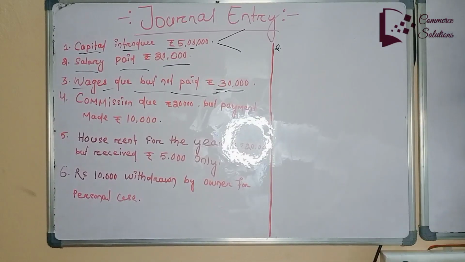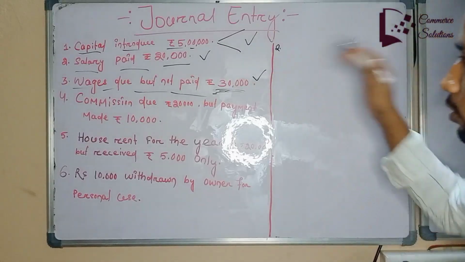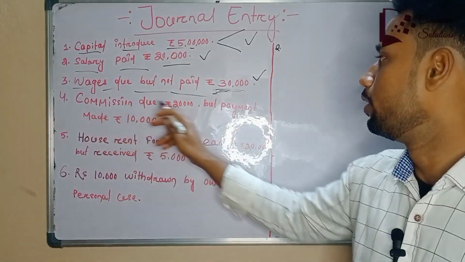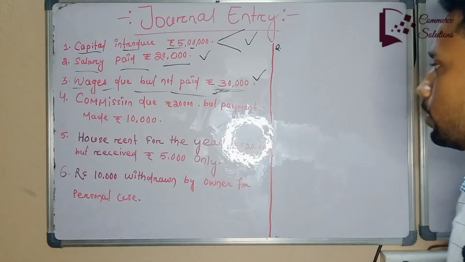Third entry done. First entry done. Second entry done. Third entry done. Let's come to the fourth entry. That is commission due rupees 20,000 but payment made 10,000.